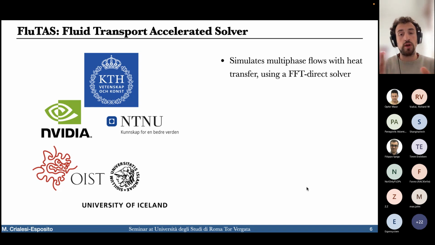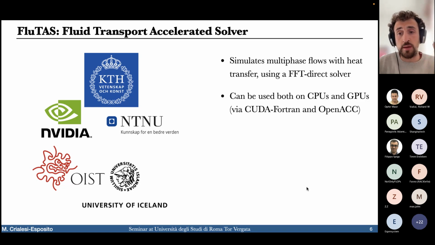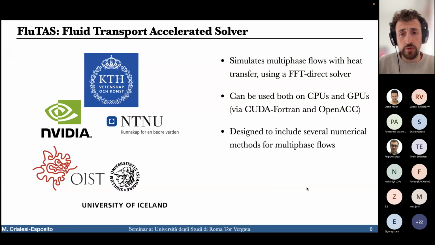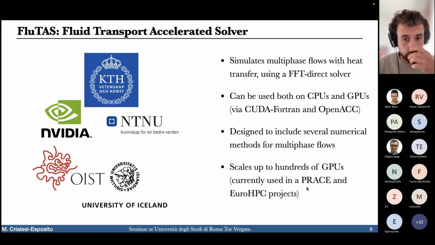Let's say the rationale behind the code is quite simple. We wanted to simulate multiphase flows with heat transfer well, at least at the current state of the code. And we want to be able to use an FFT direct solver, which is very fast for the type of simulations that we have to perform. We wanted to be able to run both on CPUs and GPUs, and to do that, we wanted to accelerate possibly through OpenACC, and in some parts of the code where OpenACC is not so easy to tune, we used CUDA. It has to be able to include different numerical methods, so it has to be able to account for different multiphysics parts, but also for different methods to discretize your flow, and it has to be able to scale up to hundreds of GPUs. And we actually have been able to achieve this type of result. Right now, the code has been used on PRACE and EuroHPC applications, so we are quite happy with the code performance so far.